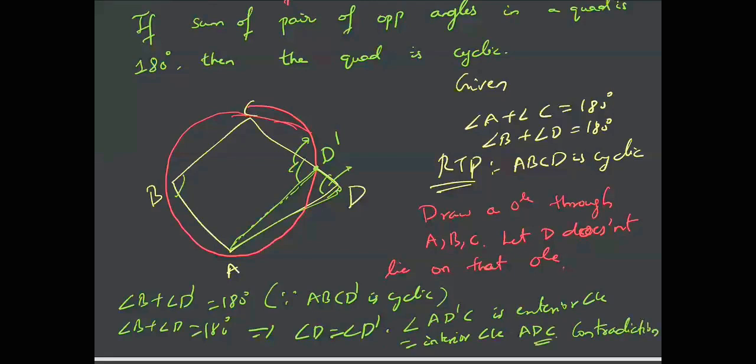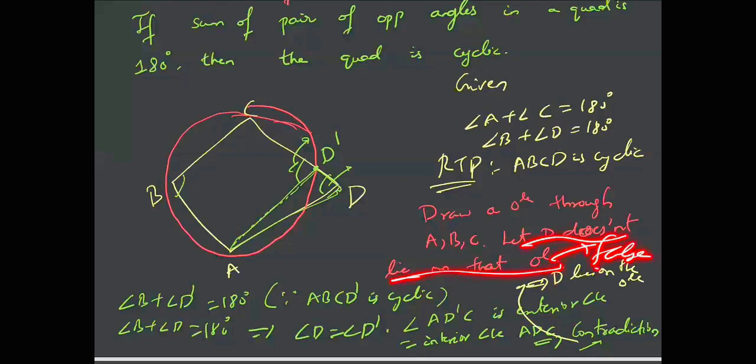Okay, so this is not possible. That D doesn't lie on this circle is not possible. D has to lie on this circle. So this simply implies that D lies on the circle. Means our assumption is false, right? Because we arrived at a contradiction. Because then we can say that our assumption that D doesn't lie on the circle is false. So D must lie on that circle.